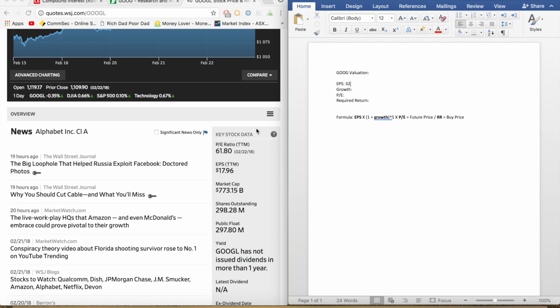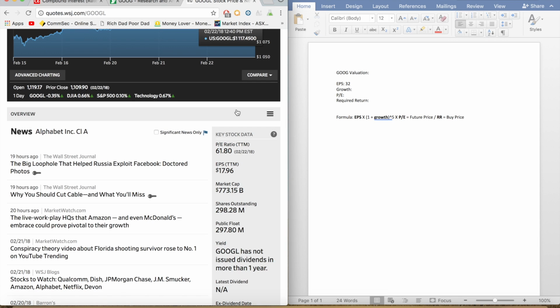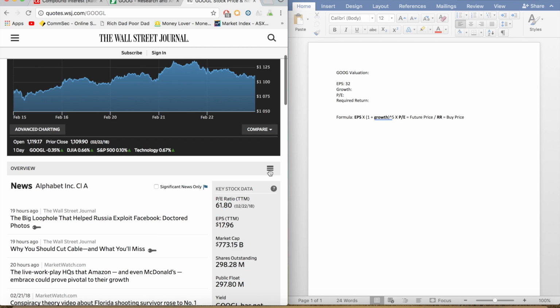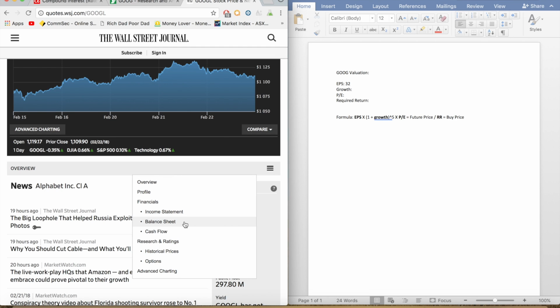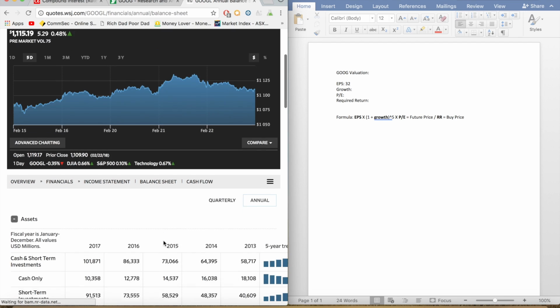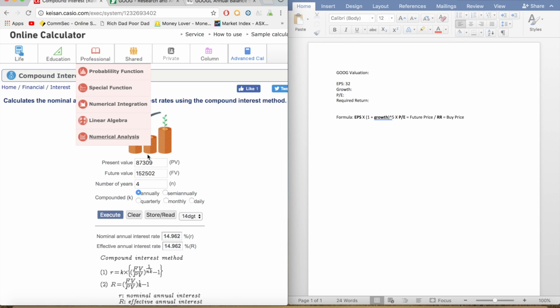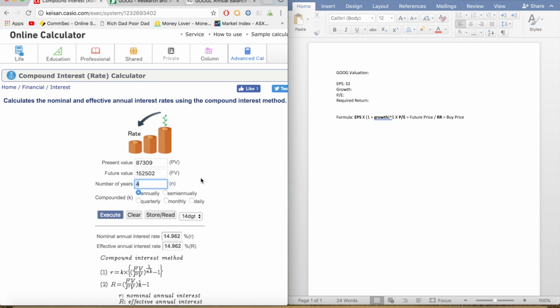So next we've got to calculate the growth number. So we're going to need this website. The link is in the description below. And we're also going to need the Wall Street Journal. So we're just going to click here, go to the balance sheet. And as you can see, it's from 2013 to 17. So that's 1 year, 2 years, 3 years, 4 years of growth. So that's going to be 4 years in there.